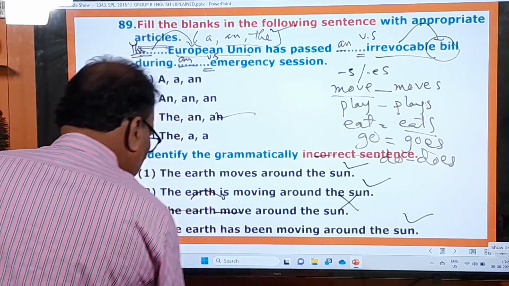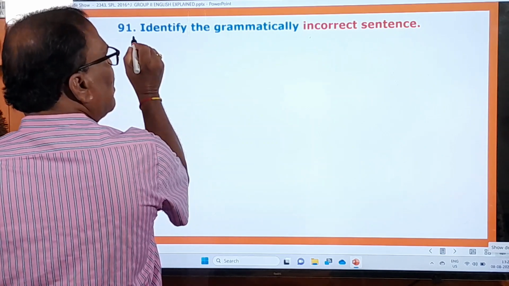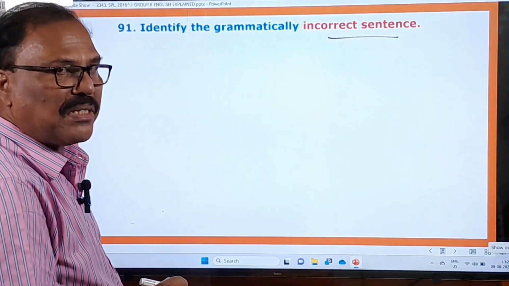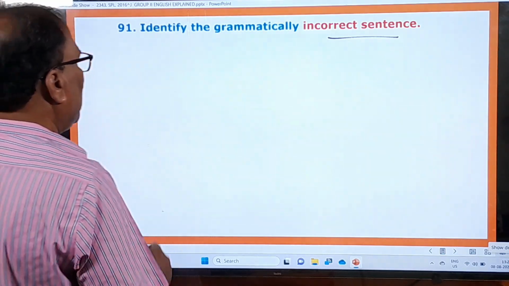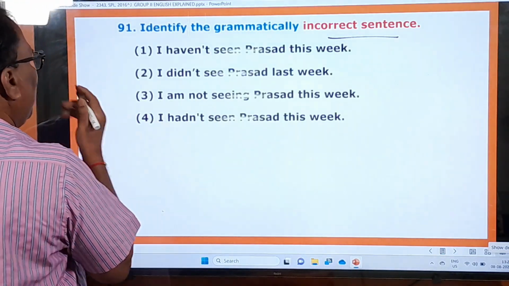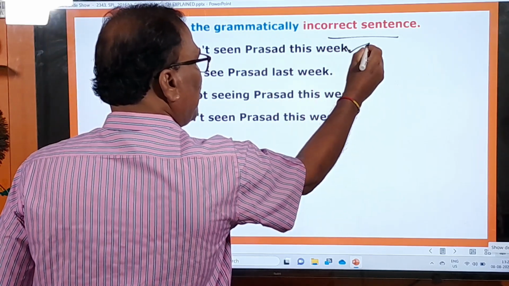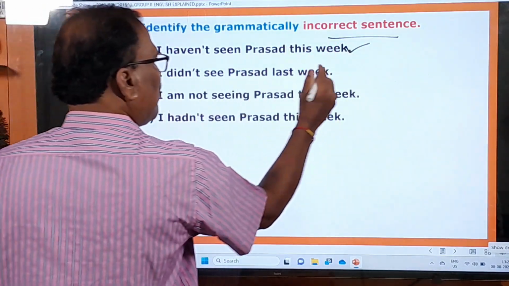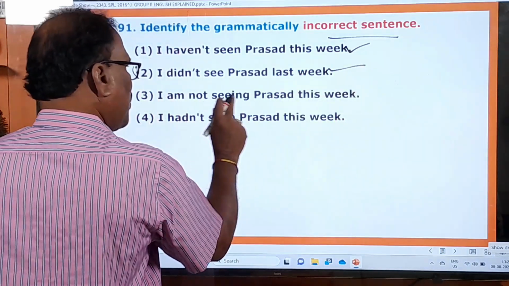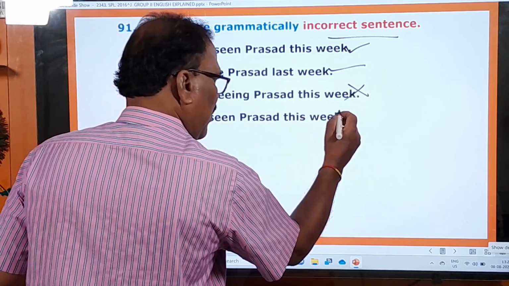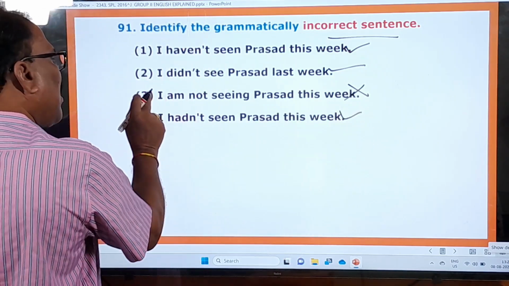Now let's go to the next one. The 91st sentence. Identify the grammatically incorrect sentence. Not the correct sentence, please. Incorrect sentence. Now let us see the options. I haven't seen Prasad this week. This is a correct sentence, right? I didn't see Prasad last week, correct. I am not seeing Prasad this week, wrong. And I hadn't seen Prasad this week, this is also correct. So this third one is wrong.